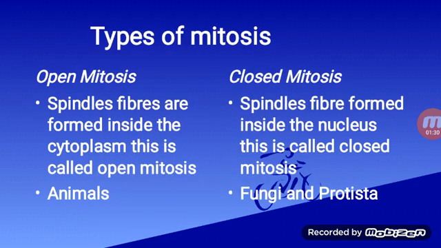Now, there are two types of mitosis. One is open mitosis and the second is closed mitosis. In open mitosis, spindle fibers are formed inside the cytoplasm. This is called open mitosis. Open mitosis takes place in animal cells. In closed mitosis, the spindle fiber forms inside the nucleus. This is called closed mitosis. Closed mitosis occurs in fungi and protista.